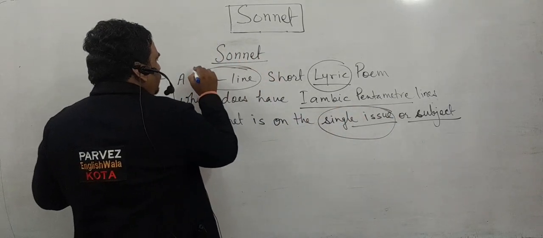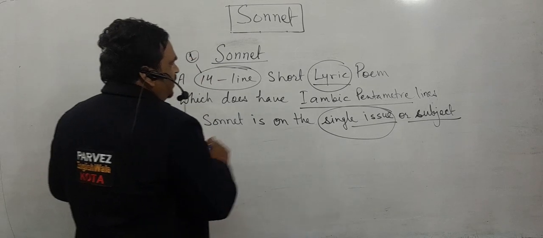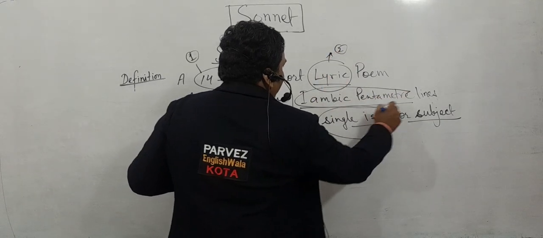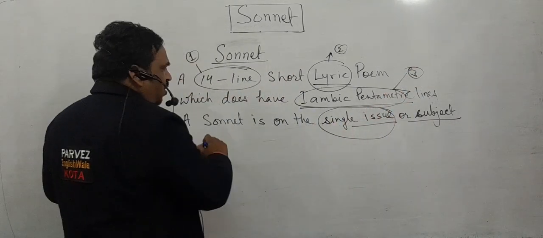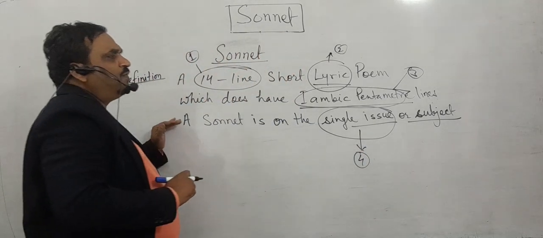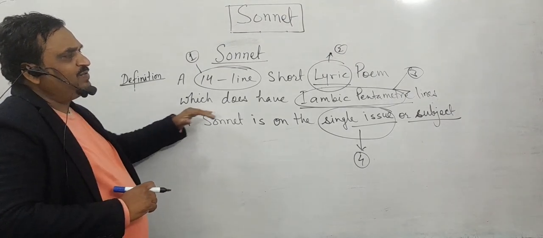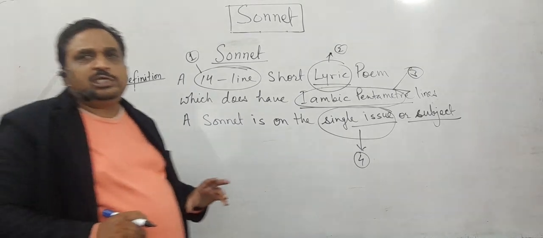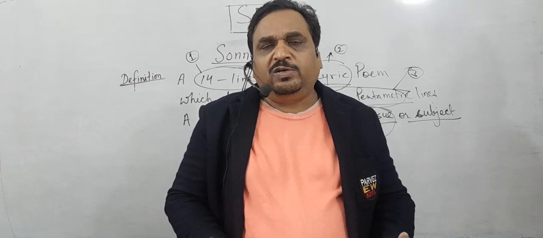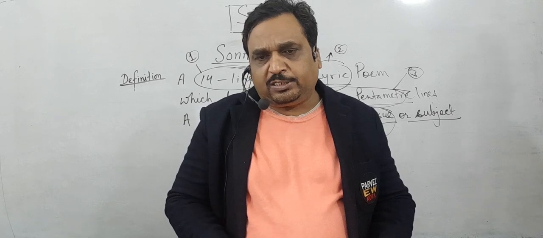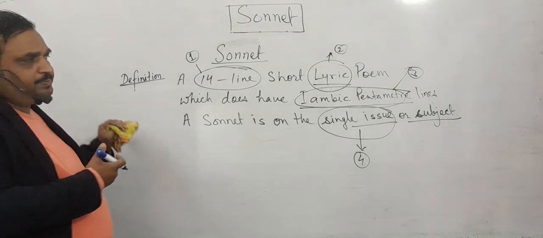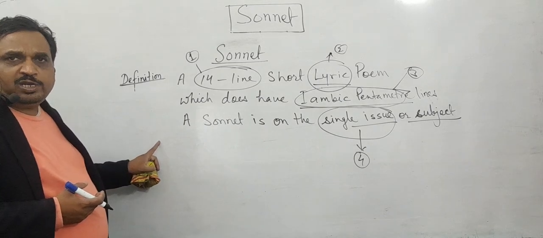Number 1, 14 lines, you may say here. A sonnet must have 14 lines. Number 2, it must be a lyric poem. Number 3, there must be iambic pentameter lines. And number 4 is a single issue, it deals with a single issue. So these 4 features just settled the definition of a sonnet. Now the question arises, how many types of sonnets are there, and what is the history of those types of sonnets? Now let us see the screen. You may just take this screenshot again. This is the only possible definition for sonnet.